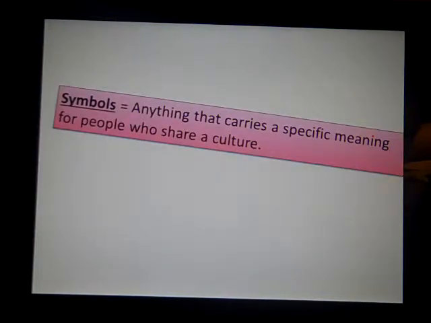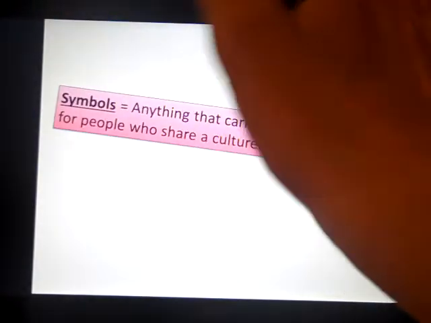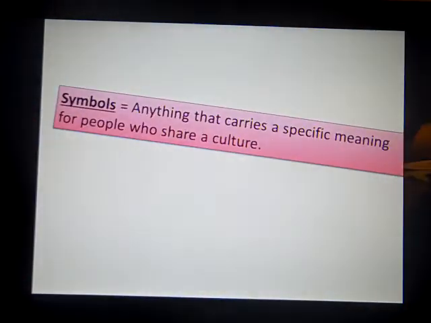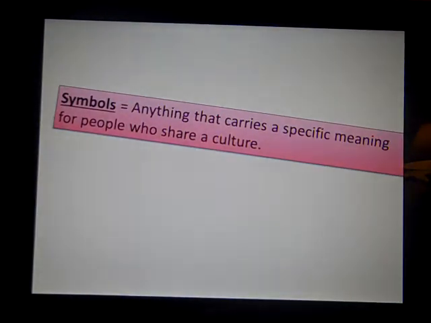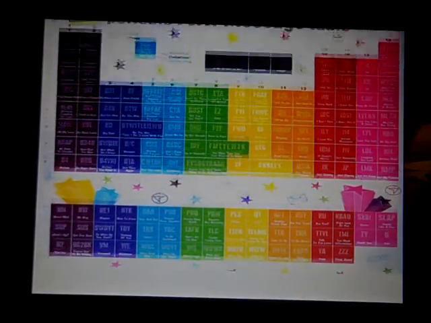Symbols are anything that carry a specific meaning for people who share a culture. If I wave my hand at you like this, hey, hello, you know what that means. I don't know if you could really see that or not, but you get the idea. If I would stick my middle finger up, which I'm not going to do on this camera, you would immediately know what that means. That gesture carries a specific meaning. That symbolizes something very specific within our culture.